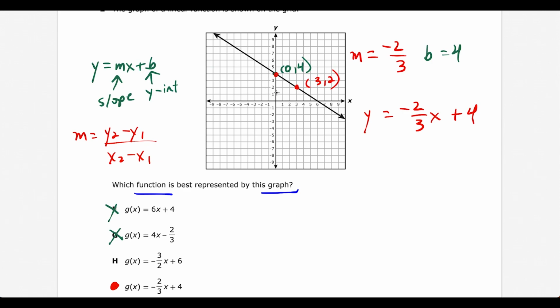Otherwise, let's say you're bad at counting like this, you're just nervous that you're going to miscount or something. You could always find the slope by calling this point x1, y1, and this one x2, y2. Then if we use the formula, we would have y2 is 2 minus y1 is 4, divided by x2 is 3 minus x1 is 0. And that would give us -2/3 as well.